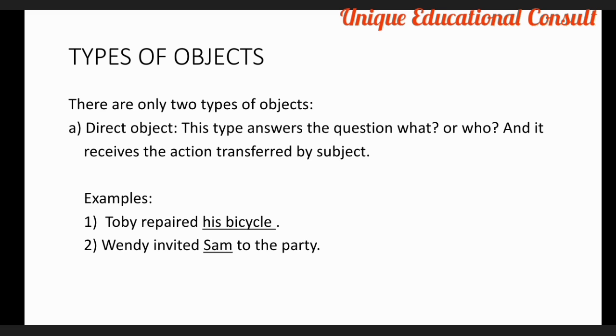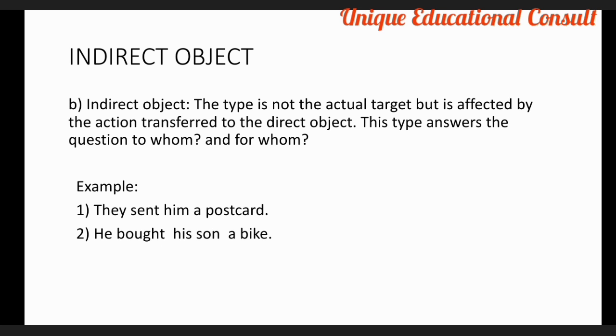Now let's look at the second object, the second type. We have indirect objects. This type of object is not the actual target of the transfer of the action, but it is affected by the action transferred by the subject of the sentence. And this type of object answers the question to whom and for whom.